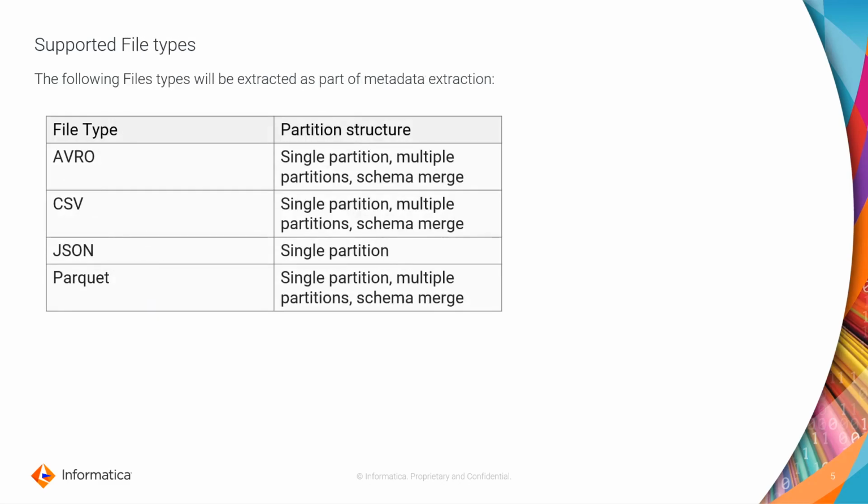Supported file types. The following file types will be extracted as part of the metadata extraction in CDGC. The file types are Avro, CSV, JSON, and Parquet. In Avro, we support single partition, multiple partitions, and schema merge. In CSV, we support single partition, multiple partitions, and schema merge. In JSON, we support single partition. In Parquet, we support single partition, multiple partitions, and schema merge.